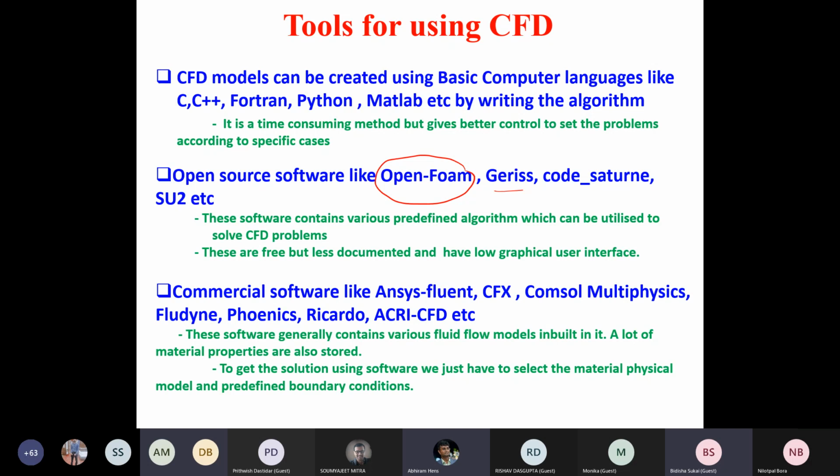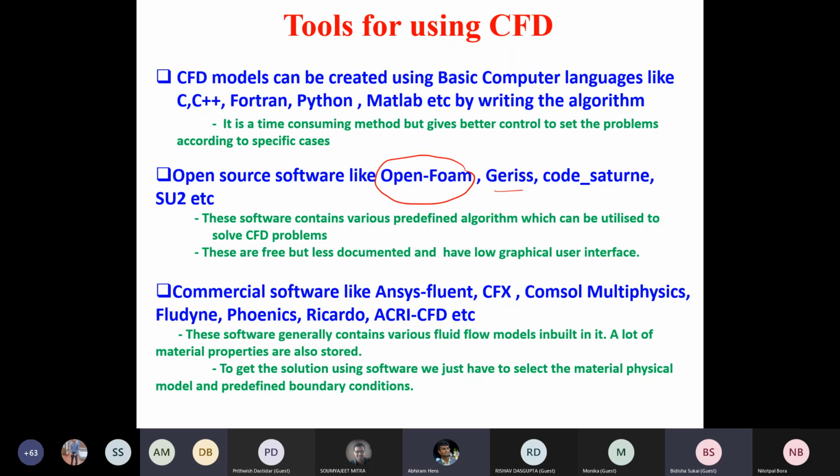Then the third set of tools available for using CFD is the commercial codes. Commercial software like ANSYS Fluent, which is old and started in the 1980s, and then CFX. After that, COMSOL Multiphysics, then Fluidyne, Phoenics, Ricardo CFD. There are so many packages. But ANSYS Fluent, CFX, or COMSOL are some generalized ones. Otherwise, there are so many small packages for particular sets of problems. That is also available. But you have to buy and get the proper license.